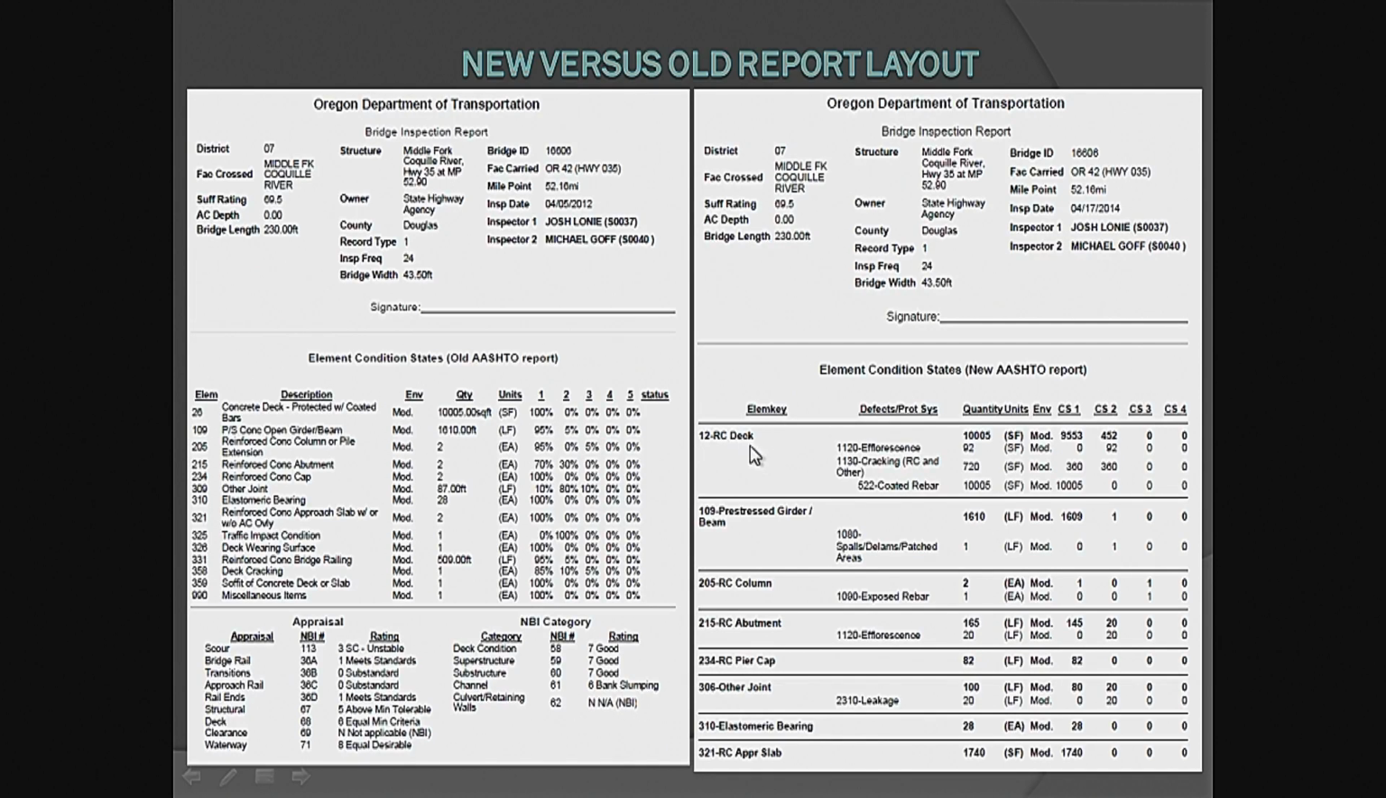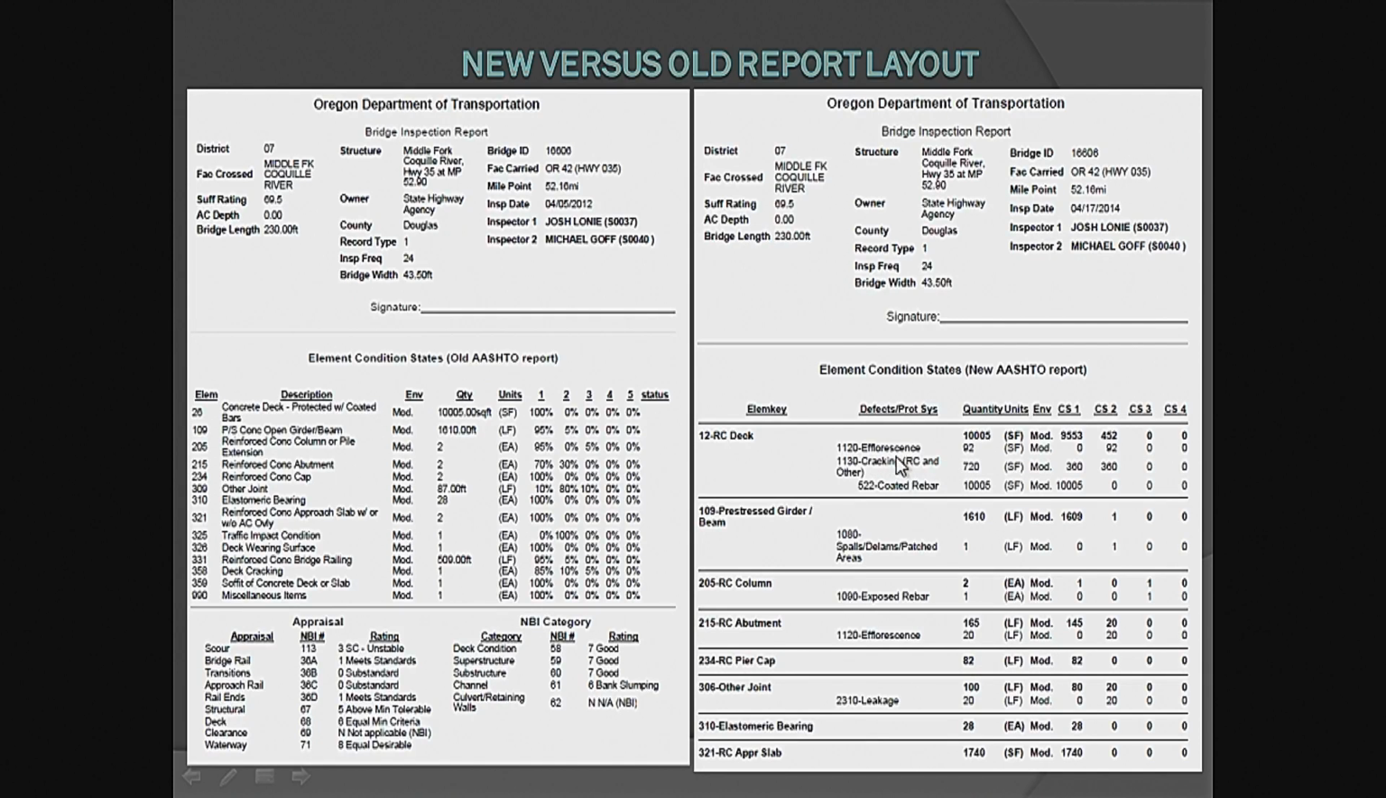On the new report, you have your parent element, and now you're going to have your list of defects that go with each of those elements. So these are the things that have been noticed as there are issues. If you had cracking or any of the other defects, I have to apologize. My eyes are changing and I can't quite read the screen from here.